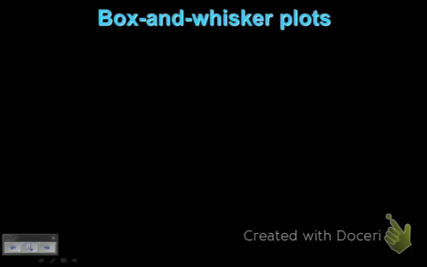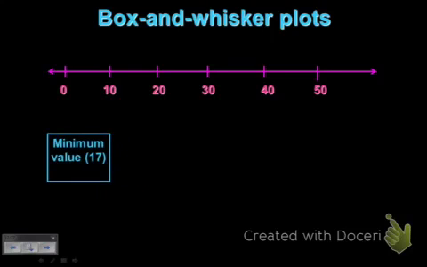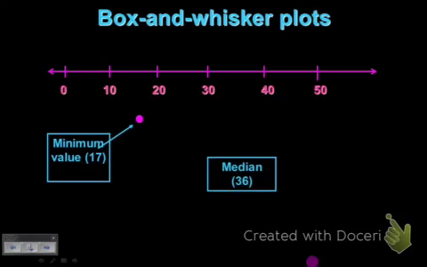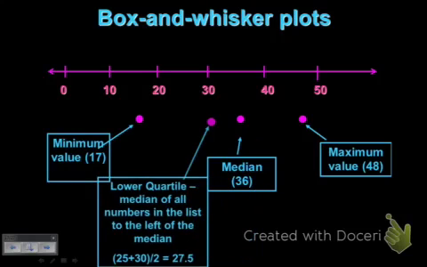Box and whisker plots are going to have 5 different things on them. First thing you have to do is make a line graph here. And on your line graph, you'll plot the minimum value, which happens to be 17 in this example. This comes from the example we did in class. You have to plot a median, your middle number. 36 comes from that example in class. And then a maximum value. And then you also plot what we call the lower quartile.